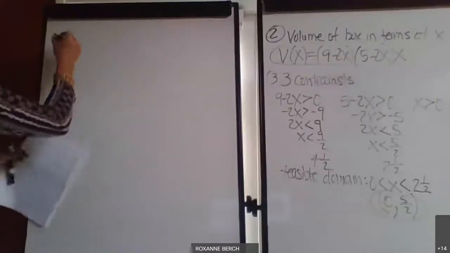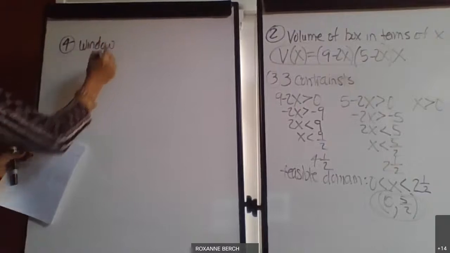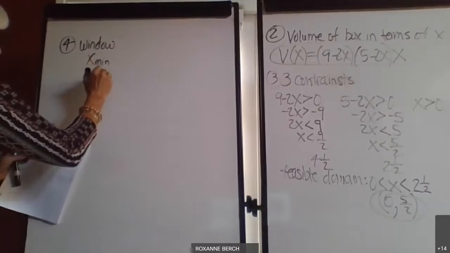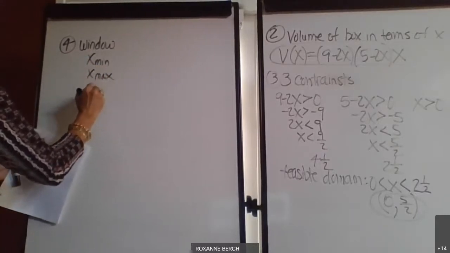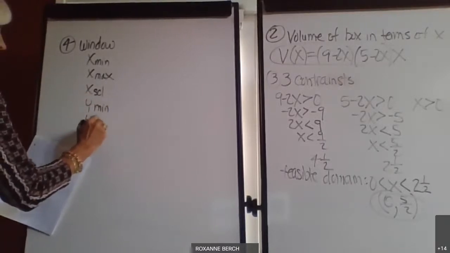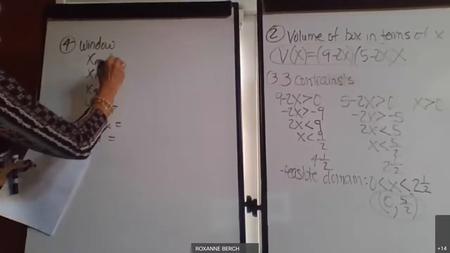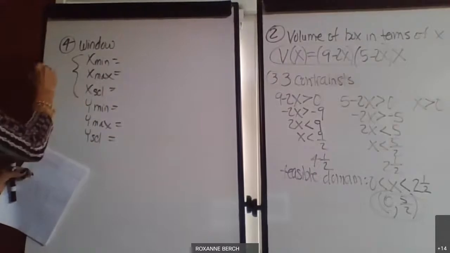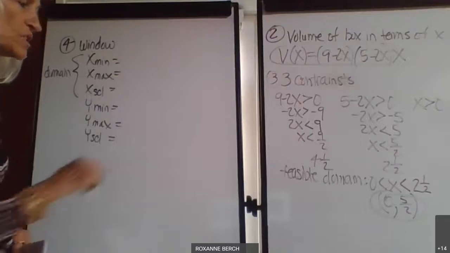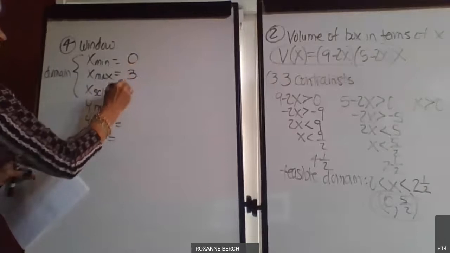All right, so check this out. We have to be able to define the window. Remember X min, X max, X scale, how are we going to count? Y min, Y max, Y scale. Well, the domain helps you with the X's. That's why we found it. So we have to go between 0 and 2.5. So I'm going to go from 0 to 3, counting by ones.